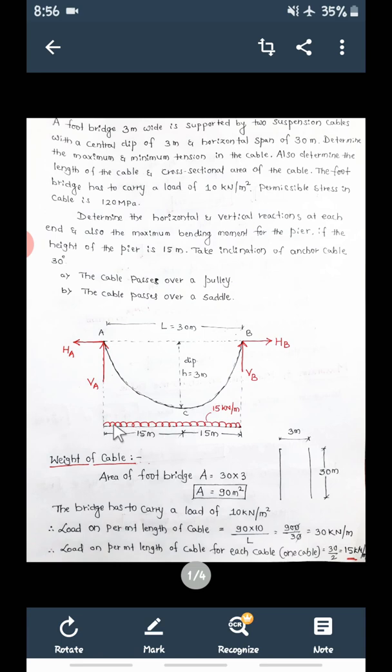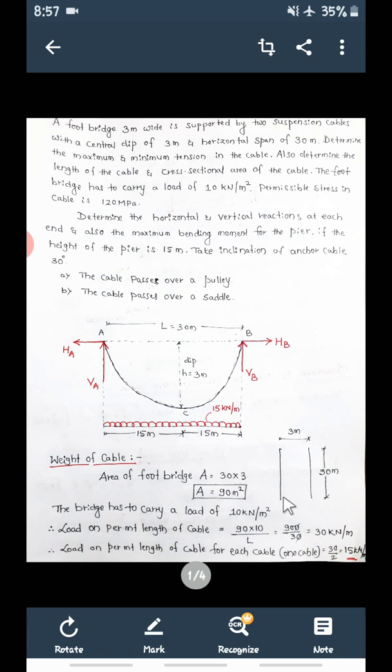So here I have shown the UDL. How have we got this 15 kilonewton, because this is not mentioned in the problem? So how we have drawn this UDL and what is the intensity of UDL, that we are going to find first. Again as usual, central point of this cable is point C. So the total span is 30 meter, means it will be 15 and 15.